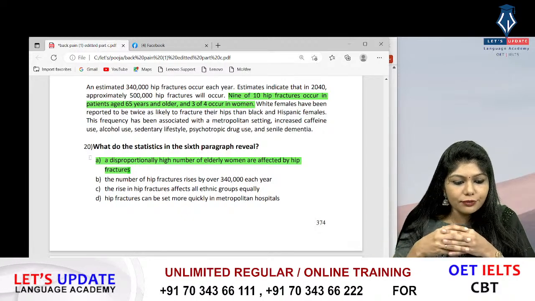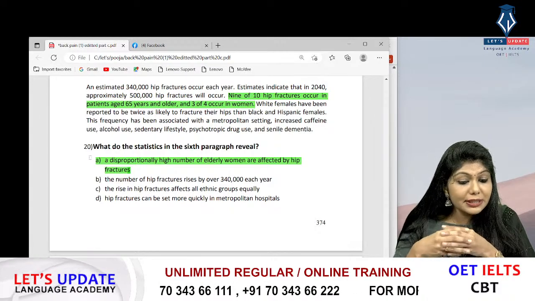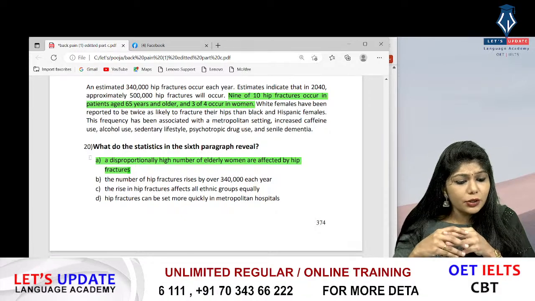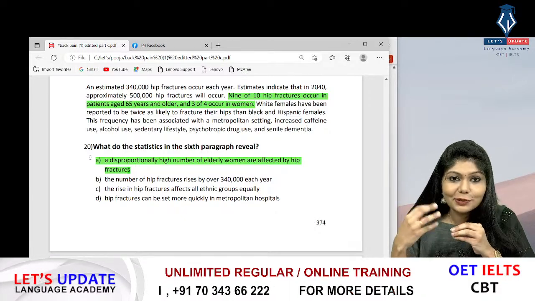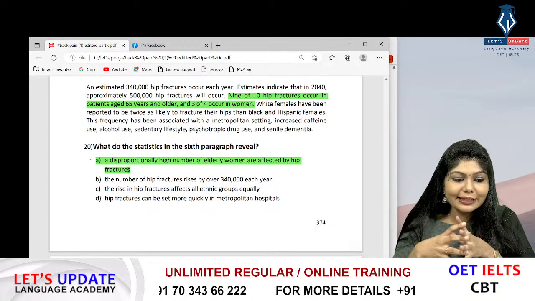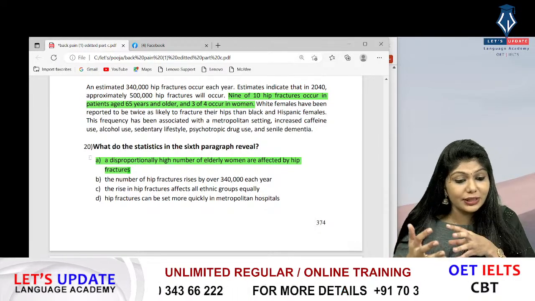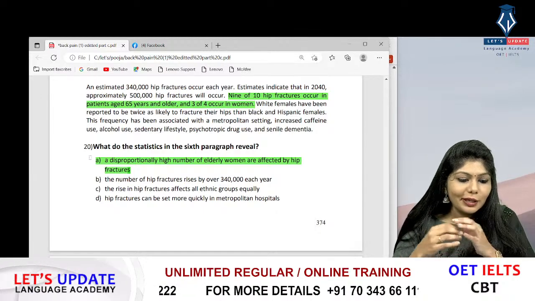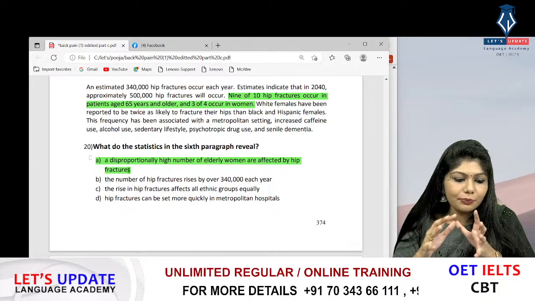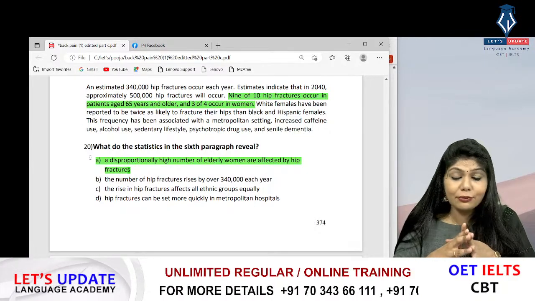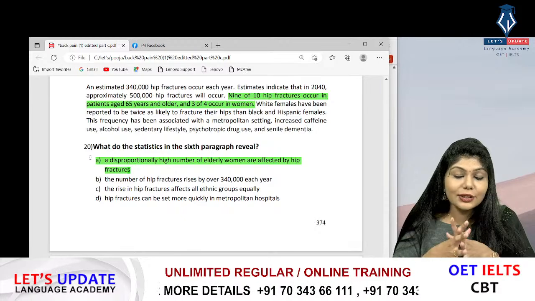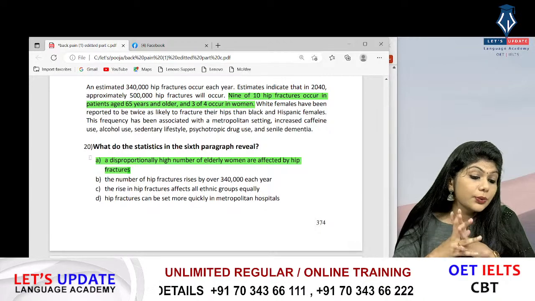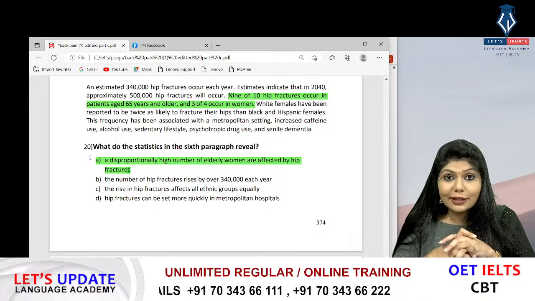Okay, and option D says hip fractures can be set more quickly in metropolitan hospitals. No, there is nothing like that. So it cannot be said that they are set more quickly in metropolitan hospitals. They are saying something else, that the frequency has been associated with metropolitan areas, not about how to fix or set the hip fractures in those settings. So that is not what is mentioned. That is why you can eliminate B, C, and D, which will lead to option A being the answer. I hope that's clear to you.